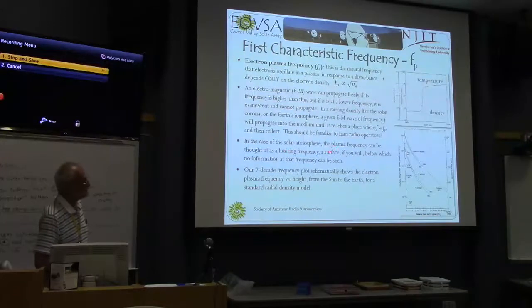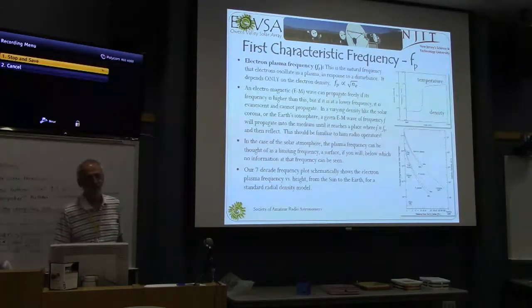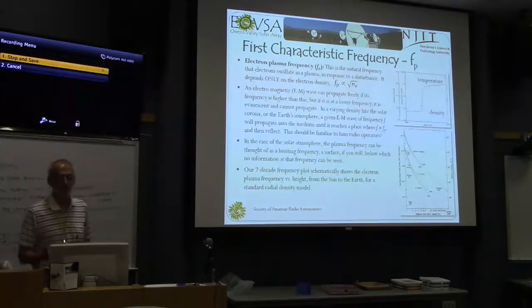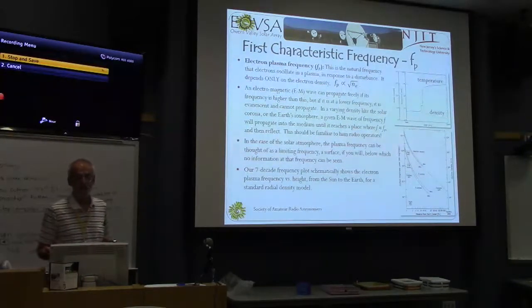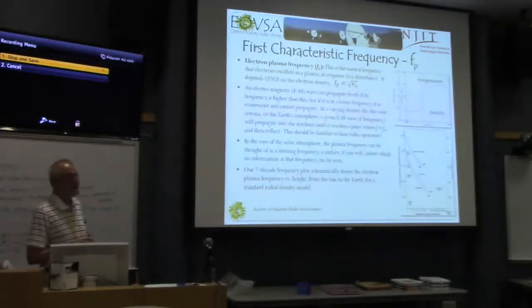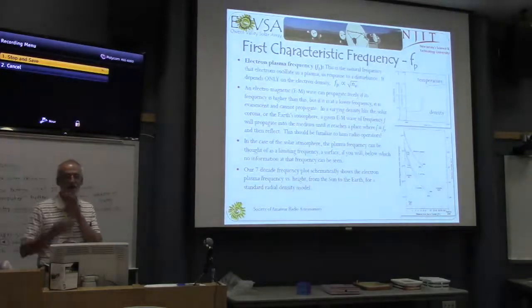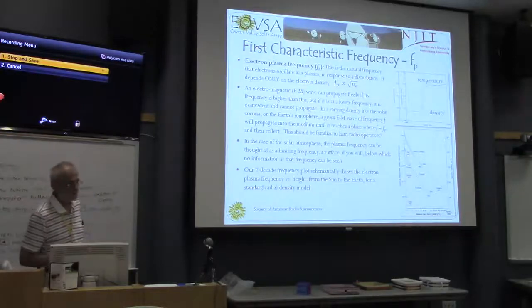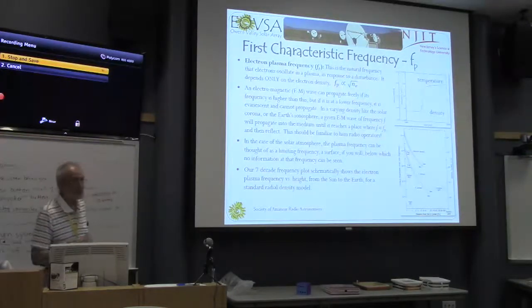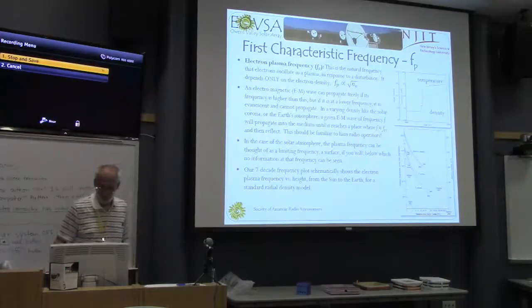In the case of the solar atmosphere, the plasma frequency can be thought of as a limiting frequency, or a surface below which no information at that frequency can be seen. So if there's some region of the solar atmosphere that generates electromagnetic waves at a lower frequency than this plasma level at some depth, you will not see it. It can't propagate to you because those waves are evanescent. So you can only see things on the sun that come from above the plasma level. Okay.